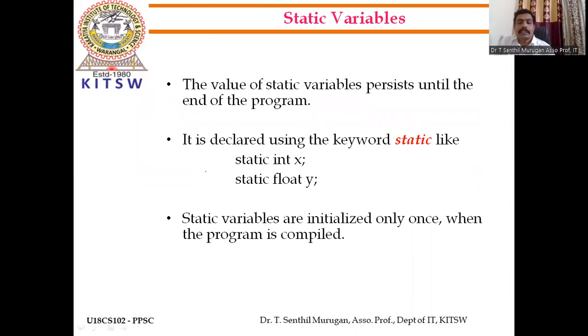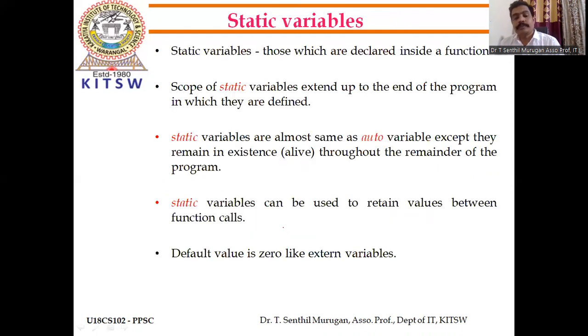So the last one is the static variable. What is a static variable? A static variable persists until the end of the program. So this also has the scope until the end of the program. We must use the static keyword in front of the variable declaration. Once we use static, the values are not reinitialized inside the program. Static variables are initialized only once, when the program is compiled.